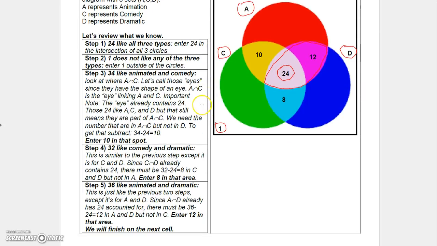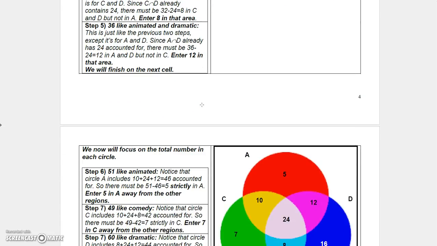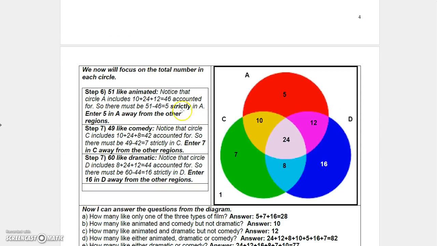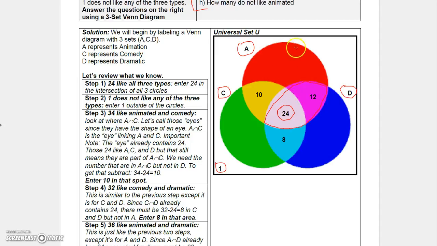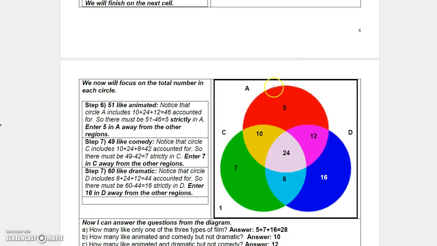Okay. And so now let's see, what else do I know? We know that a total of 51 like animated. So if you go back up here in your animated circle, you've got 10, 24, and 12. Well, if you add that up, that's going to be 46. 10 plus 24 is 34, plus 12 is 46. So that means you've got to have 5 out here to make it add up to 51. So notice I have the 5 right there.